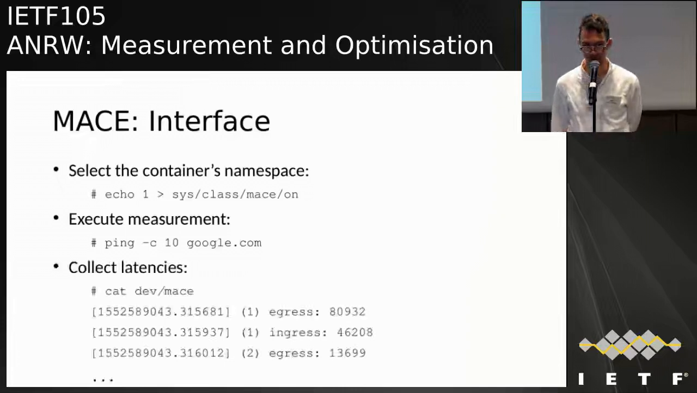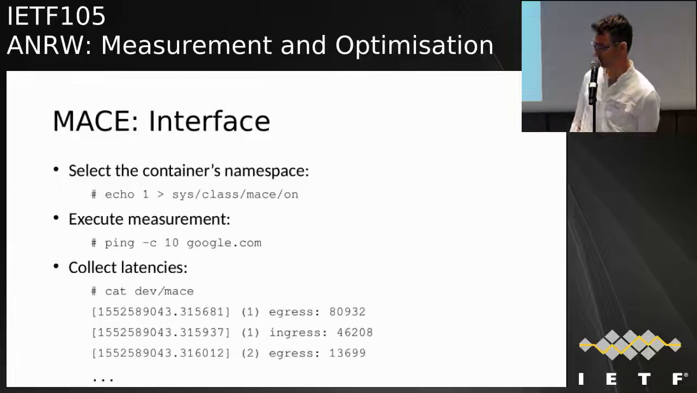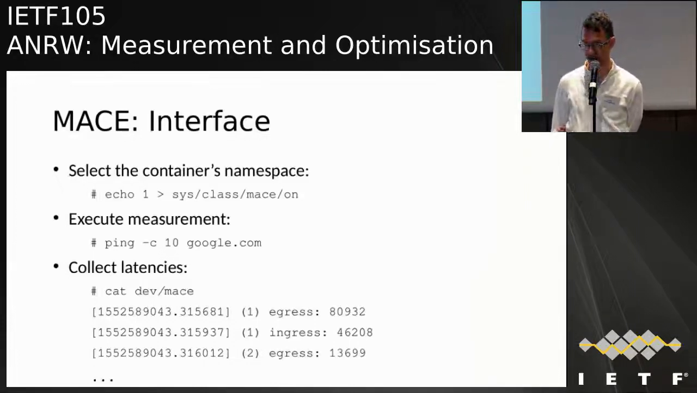So this is as simple as reading from a device file, which basically exposes the ring buffer that's allocated for that namespace. And for now, we're just reporting latencies in this nice, mostly human-readable format. There's a timestamp. We've implemented this so far just for ICMP, so there's an ICMP sequence number. And then it shows you the egress and ingress latency in nanoseconds on the far right.